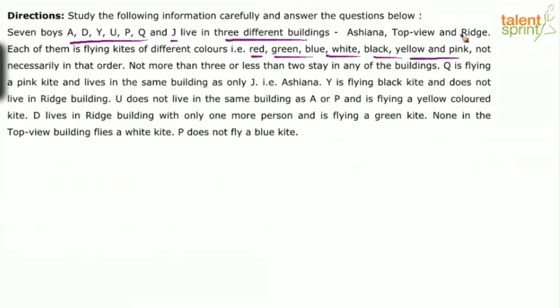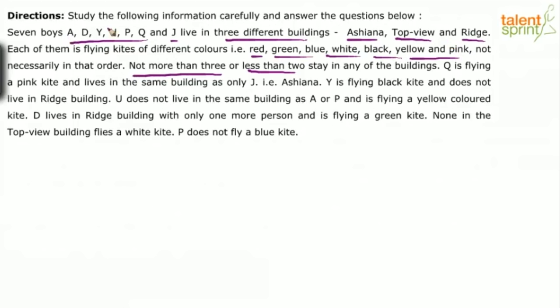So basically this is a distribution problem. You have to distribute these 7 boys in these 3 buildings here, right? Ashiana, Top View and Ridge. Then the next statement says not more than 3 or less than 2 stay in any one of the buildings. So there must be minimum 2 guys in each building and maximum 3.